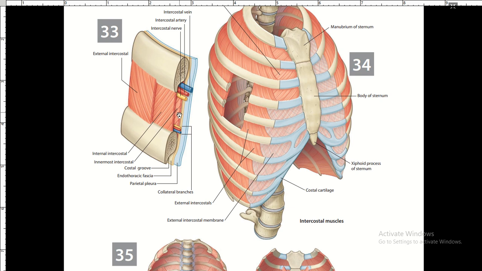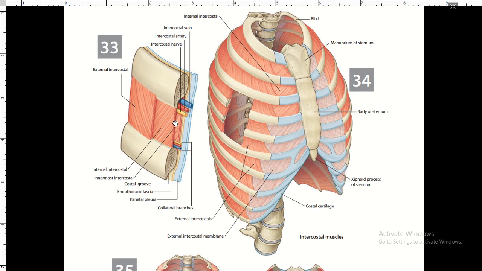In place of the innermost intercostal muscle, you're going to have the transversus abdominis muscle. You see? And the neurovascular structures are also going to be between the innermost and the intermediate layer, right?